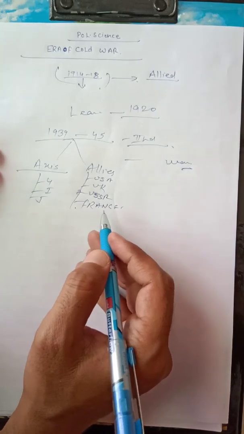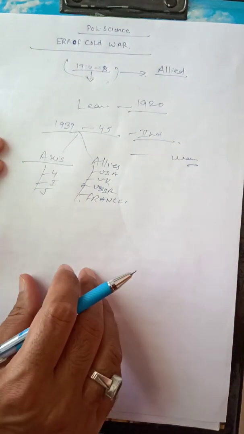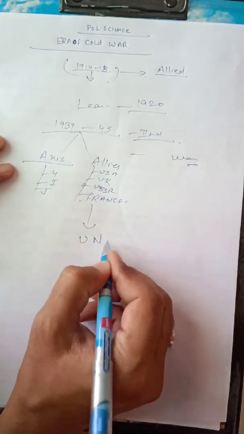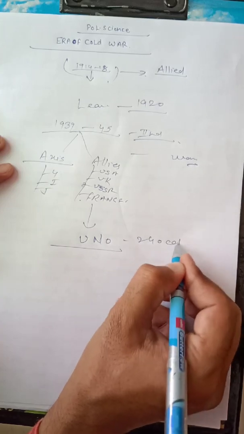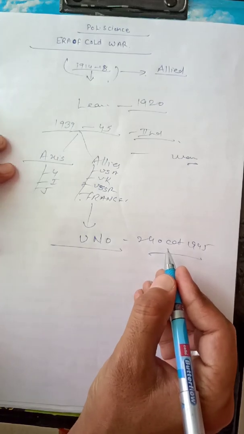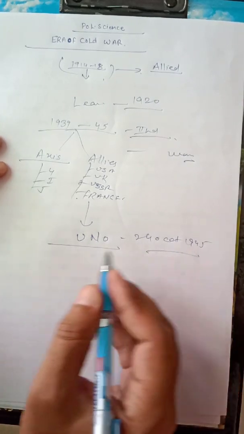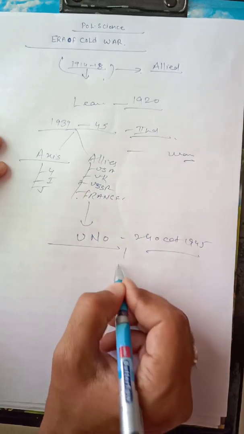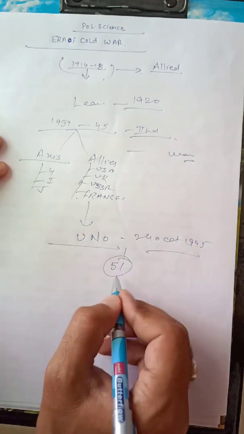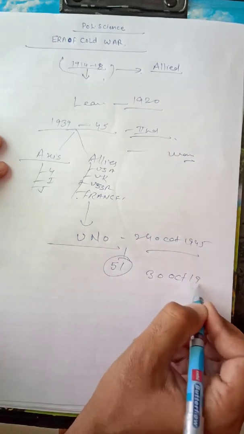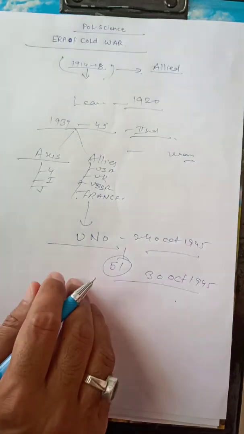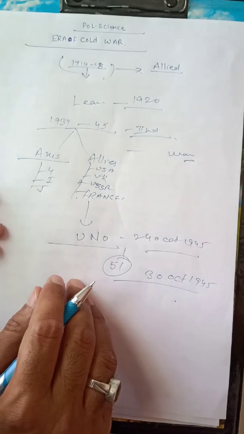Then the international institution came into force, that was the United Nations, on 24th of October 1945. The 24th of October, as you know, we celebrate as United Nations Day. On the 24th of October, 51 countries signed the UN Charter, and India signed the UN Charter on 30 October 1945.